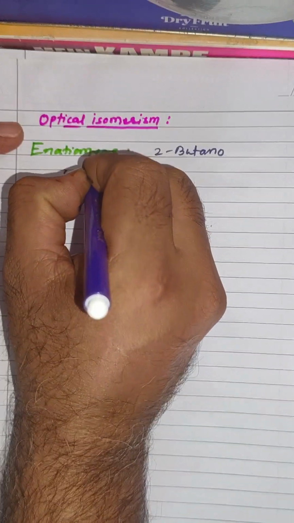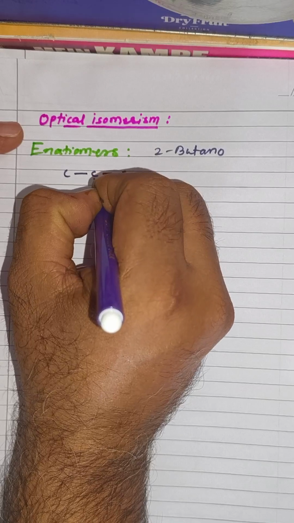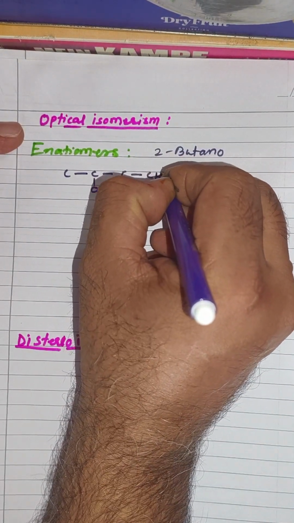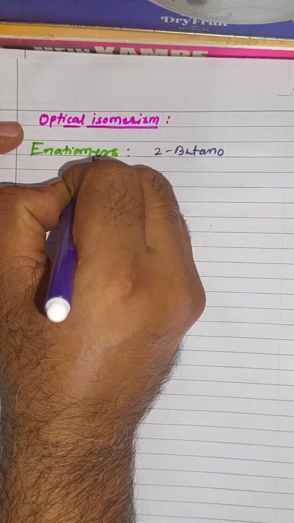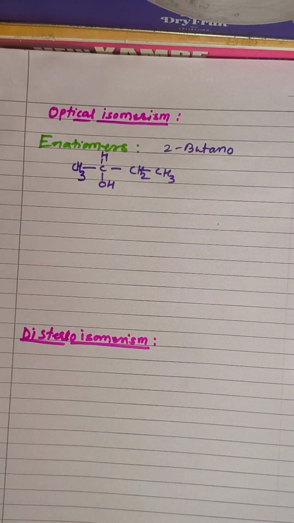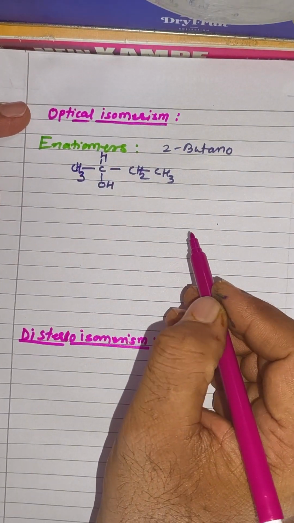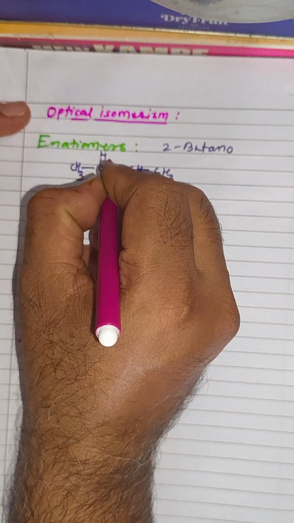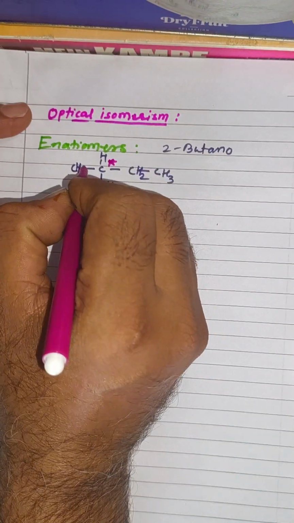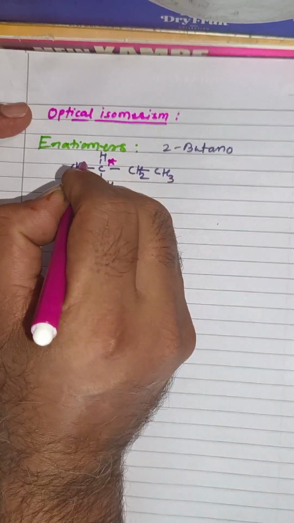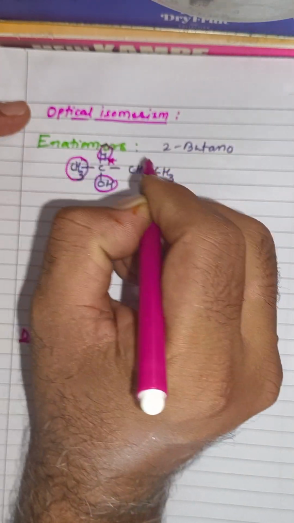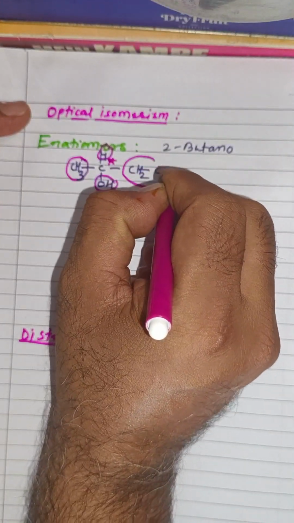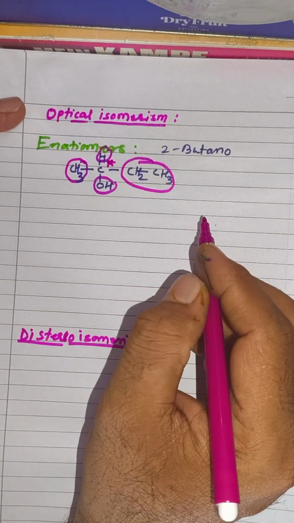This is butane. There is a hydroxyl group present here, and the rest of the groups as it is. Now, my question to you is, how many chiral carbon atoms are present here? So there are 4 carbons. This is not a chiral carbon, but this is a chiral carbon. Why? Because 4 different atoms or groups of atoms are attached. There is one CH3 group, here is H, here is OH, and here is an ethyl group. So that's why one chiral carbon atom is present.